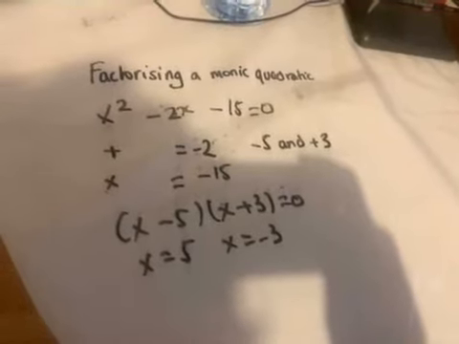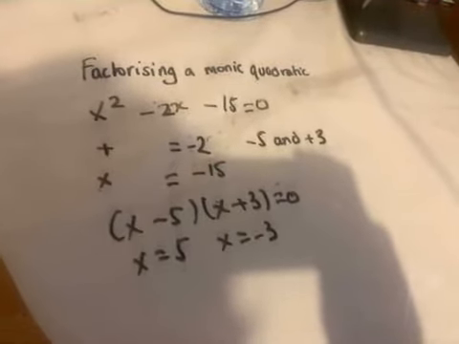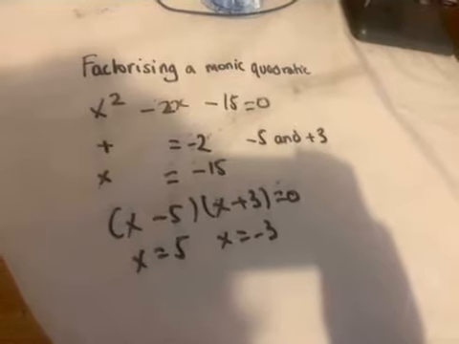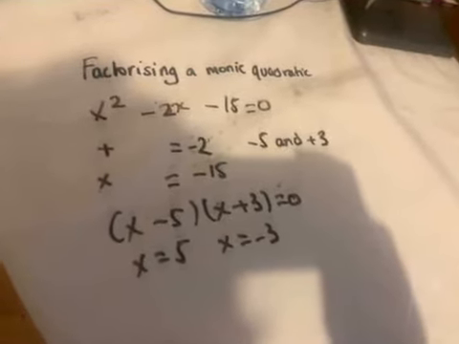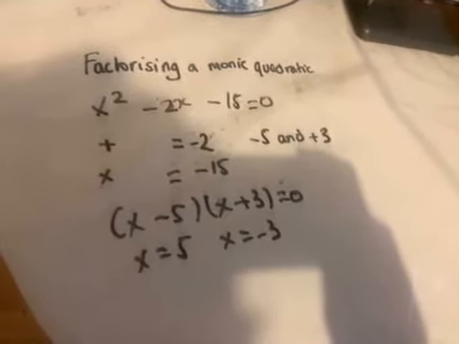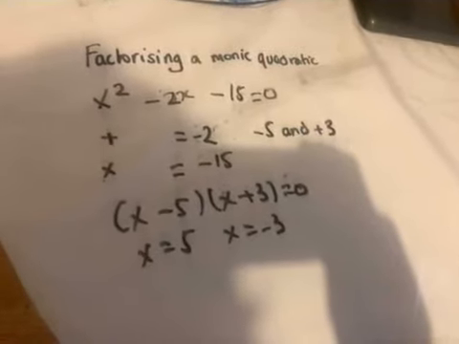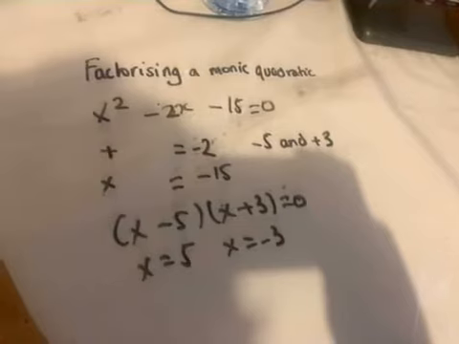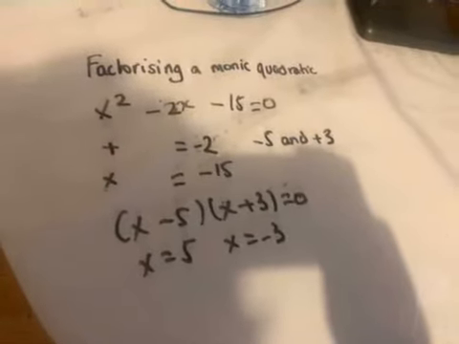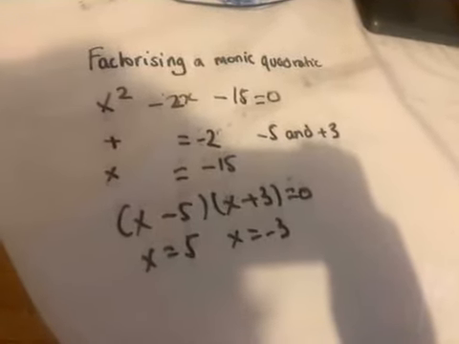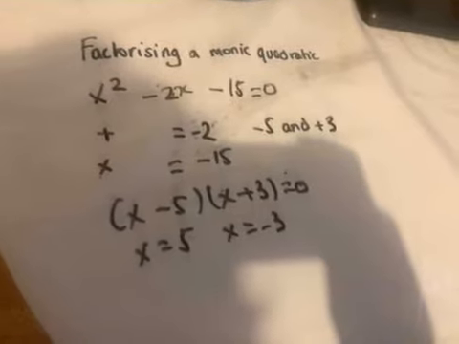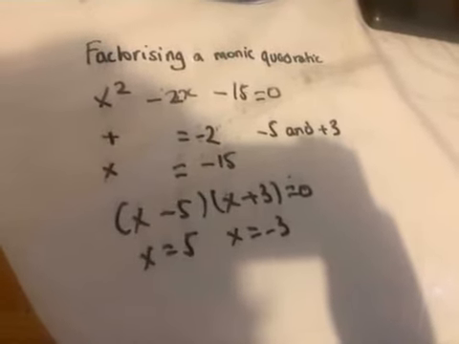Okay, here's the solution. So what you see is we need two numbers to add to make the middle number and times to make the final number. And those are going to be minus 5 and plus 3. Minus 5 times plus 3 is minus 15. Minus 5 plus 3 is minus 2. So hopefully that's not too difficult to work out. Put those numbers in a bracket and then make each bracket 0. So x minus 5 equals 0 implies that x equals 5. X plus 3 equals 0 implies that x equals minus 3.